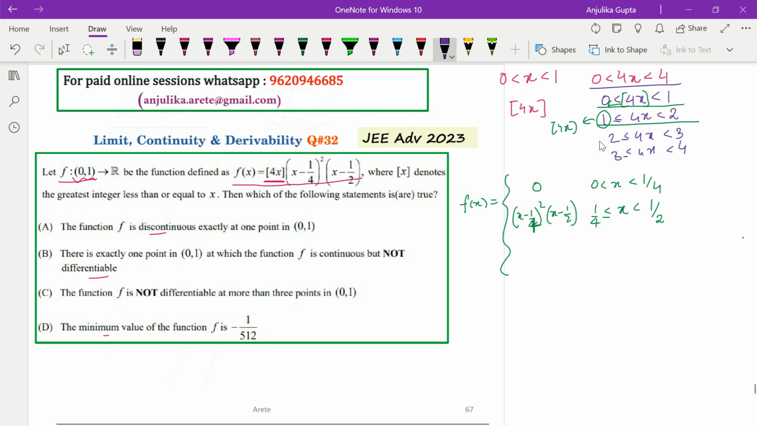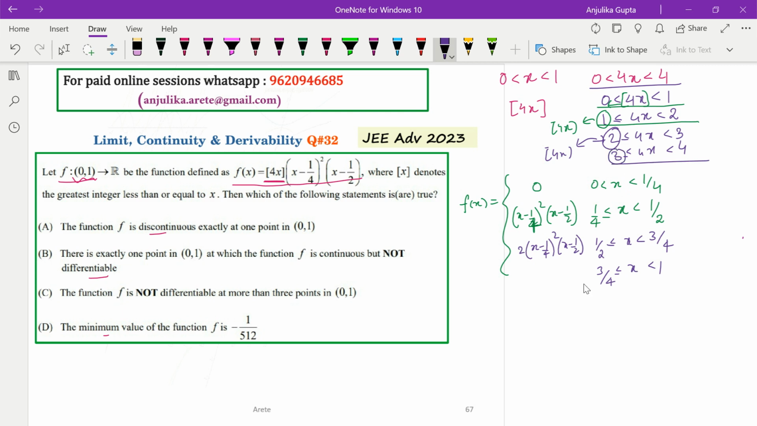Next, in this case, your x lies between 1/2 and 3/4, and how is the function looking? Because in this case, the greatest integer of 4x would take the value 2. You understood that? So 2 times this into (x − 1/2). Last one, let's complete this. 3/4 to 1, here the greatest integer of 4x will take the value 3, and you are all done decoding the function.